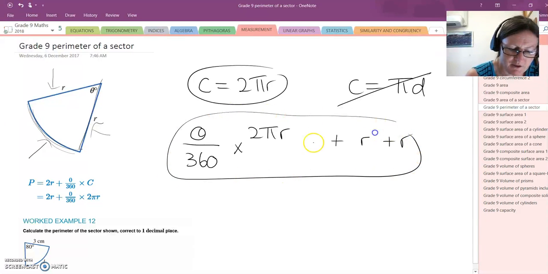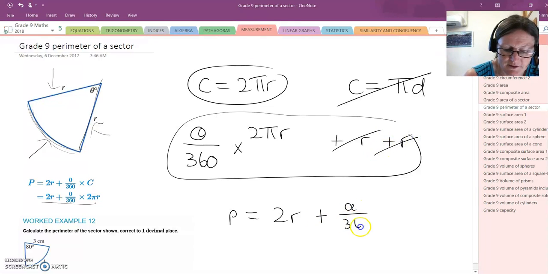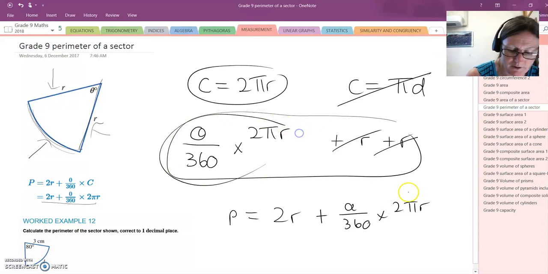This is an explanation of how they come up with this formula. So the perimeter is my two radiuses, which I mentioned here, plus theta over 360 times 2 pi r. This bit of the formula is our curved section of our sector.